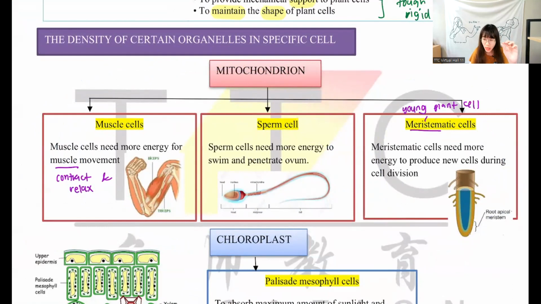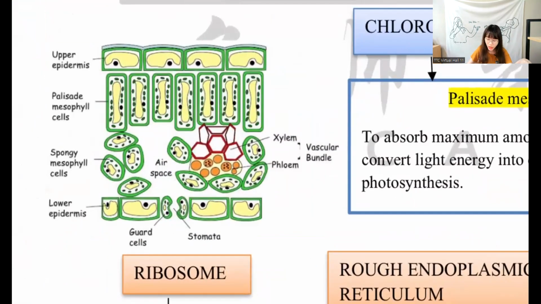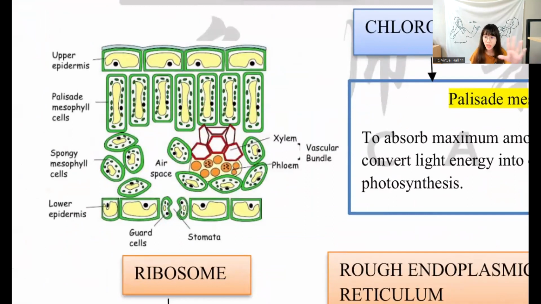So you have to read the question whether they want you to give an example in plant or animal cell. So this is mitochondria. It's used to generate energy. If it's a chloroplast, chloroplast can only be found in plant cell, right? But which part of plant cell has a lot of chloroplast? If you look at this diagram, you will notice that we have a lot of labeling, right?